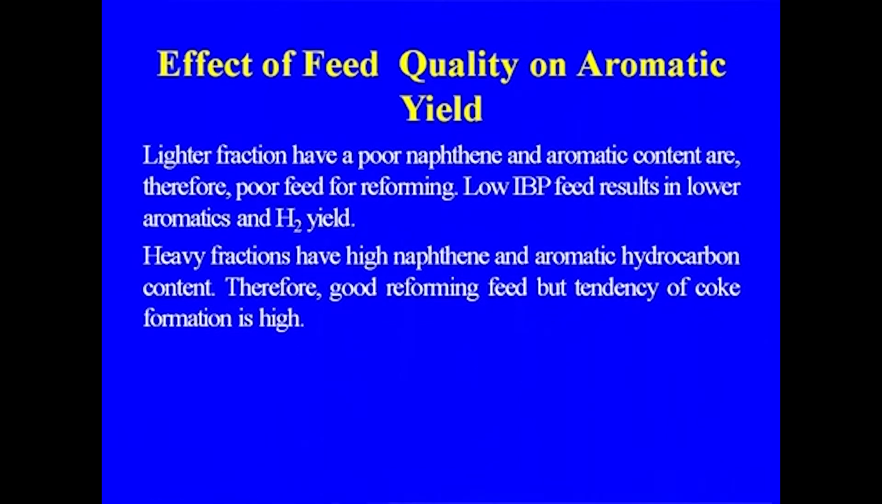Lighter fractions have poor naphthene and aromatic content and are therefore poor feed for reforming. A low initial boiling point feed results in lower aromatics and hydrogen yield. Heavy fractions have high naphthene and aromatic hydrocarbon content, and are therefore good reforming feed, but the tendency of coke formation is high in the case of the heavier fraction.